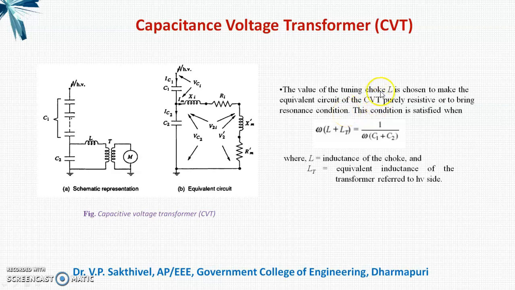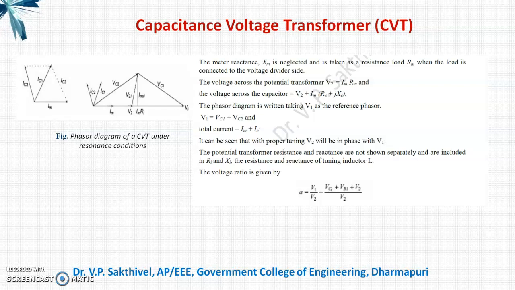Here the value of the tuning choke is chosen in such a way that the circuit is purely resistive, or to bring about the resonance condition. We know that when XL equals XC, resonance will occur. Here L is the inductance of the choke, and LT is the equivalent inductance of the transformer, which is referred to the HV side. The secondary is referred to the primary side.